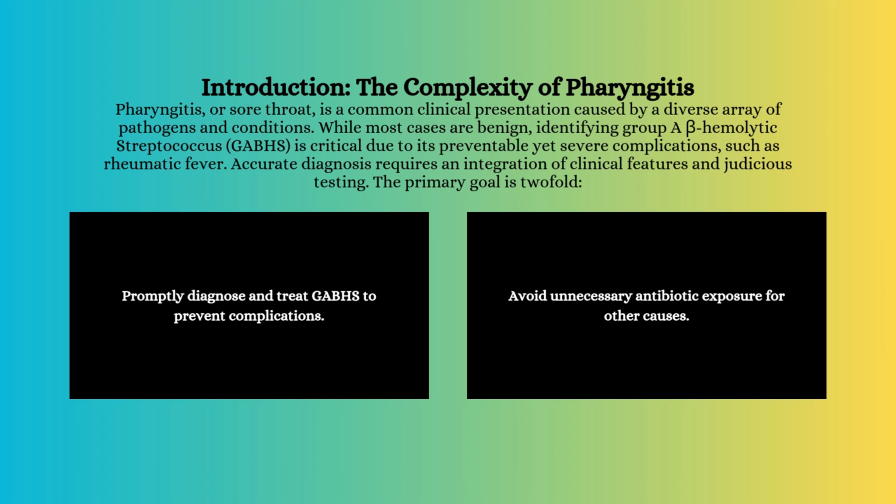Pharyngitis, or sore throat, is an inflammation of the pharyngeal tissues and can be caused by a wide array of infectious and non-infectious agents. While most cases are viral in origin, the primary clinical concern often revolves around group A beta hemolytic Streptococcus, GBHS, due to its potential complications, including acute rheumatic fever, a preventable condition with timely intervention.